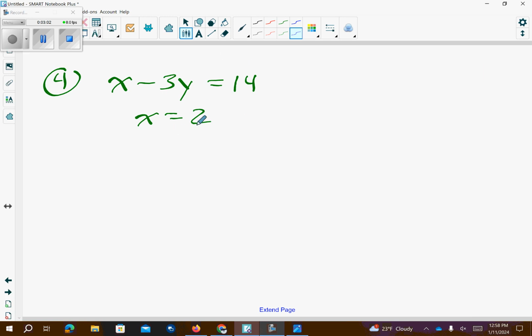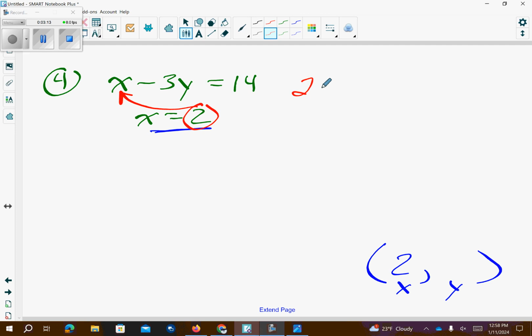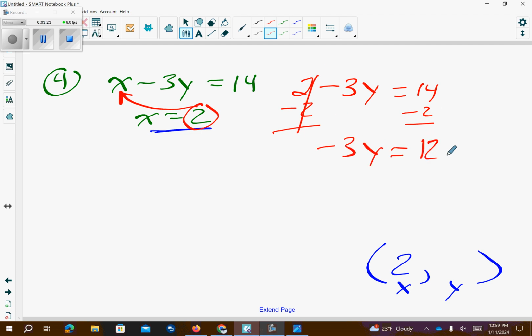Number 4. The nice thing about this one is they already told you the x value. The x value is given. So I'm going to take this, and all I'm going to do is just plug it in here. So I'm going to get 2 minus 3y equals 14. Subtract 2, subtract 2. Those cancel. So 14 minus 2 is 12. Divide both sides by negative 3. So y equals negative 4.